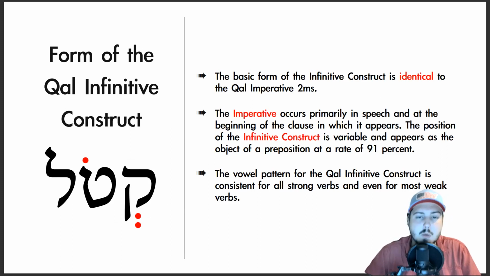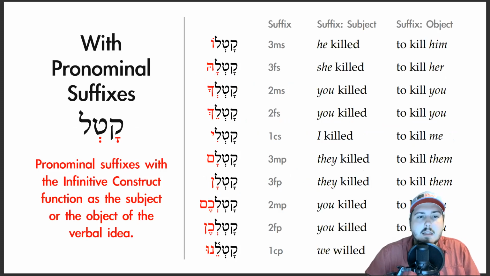The basic form of the infinitive construct is identical to the Qal imperative, second masculine singular. A little confusing, but I'll show you why it's not in a moment. The imperative occurs primarily in speech and at the beginning of a clause in which it appears. The position of the infinitive construct is variable, but it usually appears as the object of a preposition, 91% of the time it's used. The vowel pattern for a Qal infinitive construct is consistent for all strong and most weak verbs. And you guys don't know what weak verbs are. Well, that's like chapter 9 and 10. They'll take pronominal suffixes. Infinitive constructs are the only verb forms that'll take pronominal suffixes.